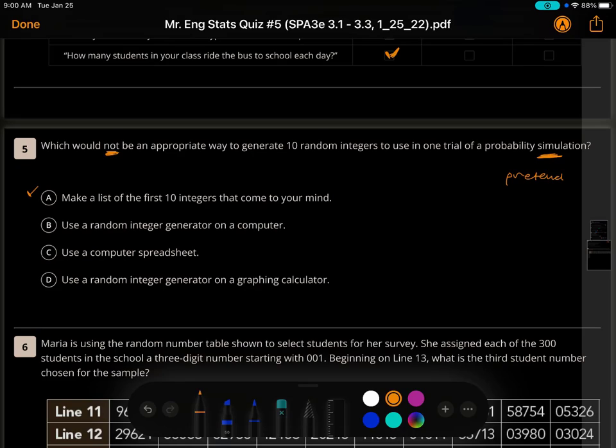I think this one's the correct one. You don't just think of random numbers. You want it to be created in a fair way. Use a random integer generator on a computer or a calculator. This would be an appropriate way. They're asking for a not appropriate way.